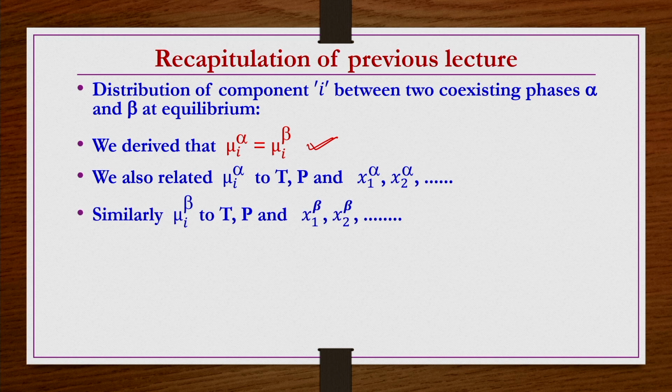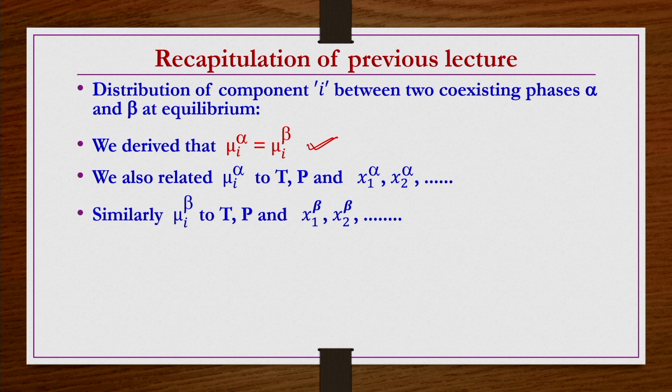If you have more than two phases, for all those phases we have to relate the chemical potential of that particular component in each phase to the temperature, pressure and composition of all the components in that particular phase. That is, we have to relate mu I alpha to temperature, pressure and then x1 alpha, x2 alpha, etc. Similarly, we have to relate mu I beta to temperature, pressure, x1 beta, x2 beta, etc.